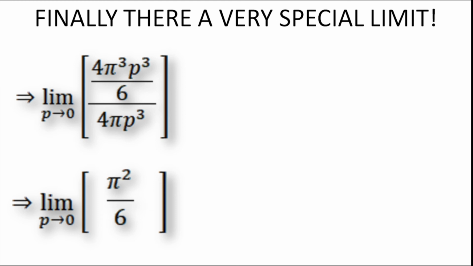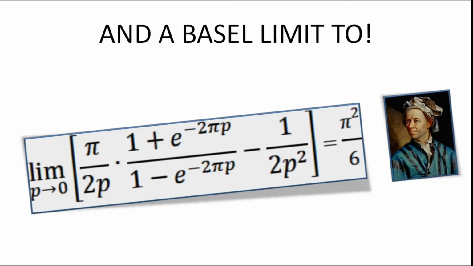Finally, a very special limit indeed. The limit distills as 5 square by 6. It doesn't contain any p there, so that is a limit. And the Basel limit too, since you might all well remember, that was the result of a series that was solved by the great Euler.